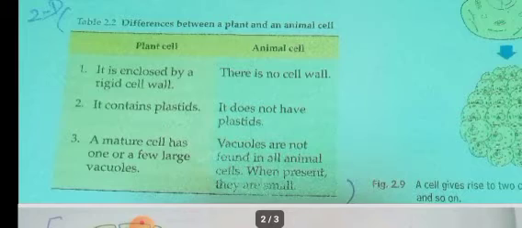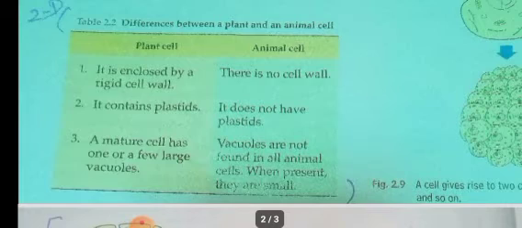In plant cells, a mature cell has one or a few large vacuoles to store food and water, etc. But in animal cells, vacuoles are not found in all animal cells. When present, they are small. So in all animal cells, these vacuoles are not compulsorily present. Certain animal cells have these vacuoles, but the size of the vacuoles present in animal cells is comparatively small compared with the plant cell.